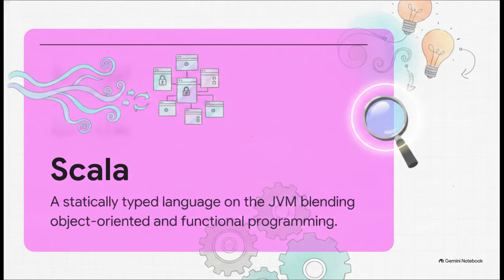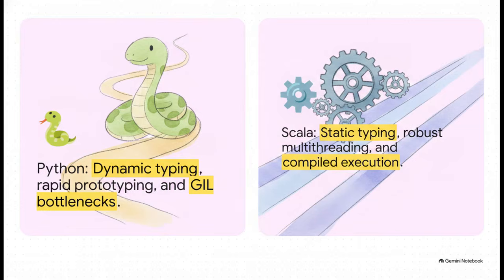Now, looking at Python versus Scala. Python's dynamic typing and simplicity are great for figuring out what you want to build. But when you move to permanent, mission-critical systems, Python hits this wall called the global interpreter lock, which severely bottlenecks multi-threaded tasks. Scala, on the other hand, brings strict, static typing, robust multi-threading, and compiled execution to the table. Basically, Python helps you explore, but Scala is how you build a system so it never, ever falls down.